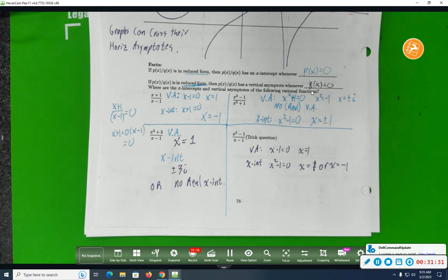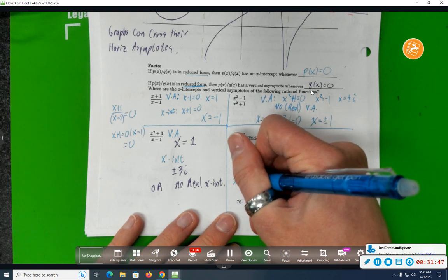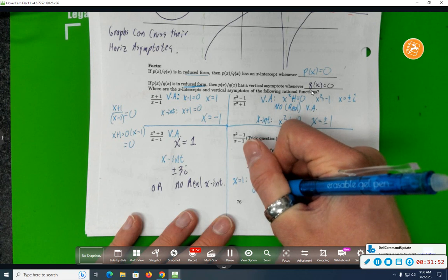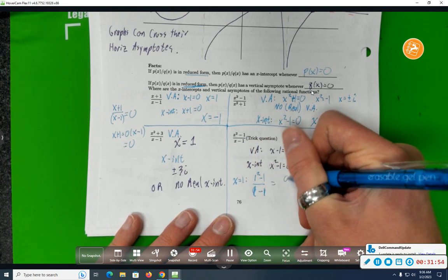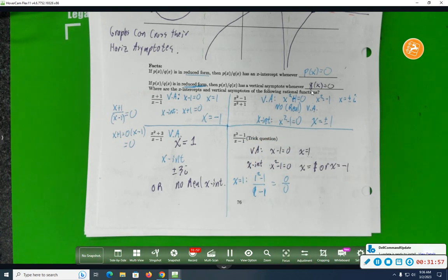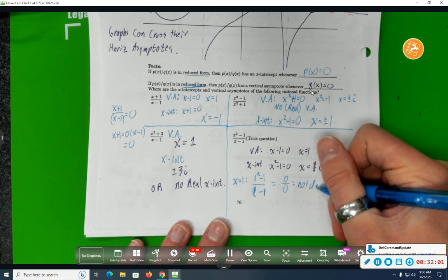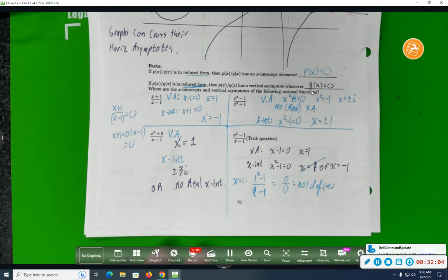So just in terms of seeing that answer, is there anything strange about it? Yeah. Well, if you put in 1, you get 0 on both halves. It's worse than that. You would end up with 0 over 0. So there isn't a vertical asymptote there. This is just not defined. There's also not an x-intercept there.